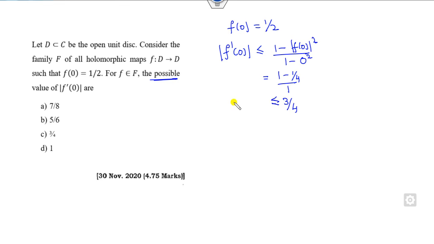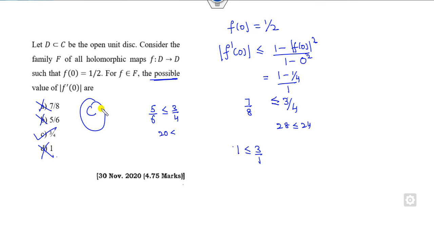So now you can check the first option. Is 7 by 8 less than or equal to this? 28 less than 24, not satisfied. Is 5 over 6 less than or equal to 3 over 4? 20 less than 18, not satisfied. 3 over 4 less than or equal to 3 over 4, fine. Is 1 less than or equal to 3 over 4? Not satisfied. The right answer is only C.